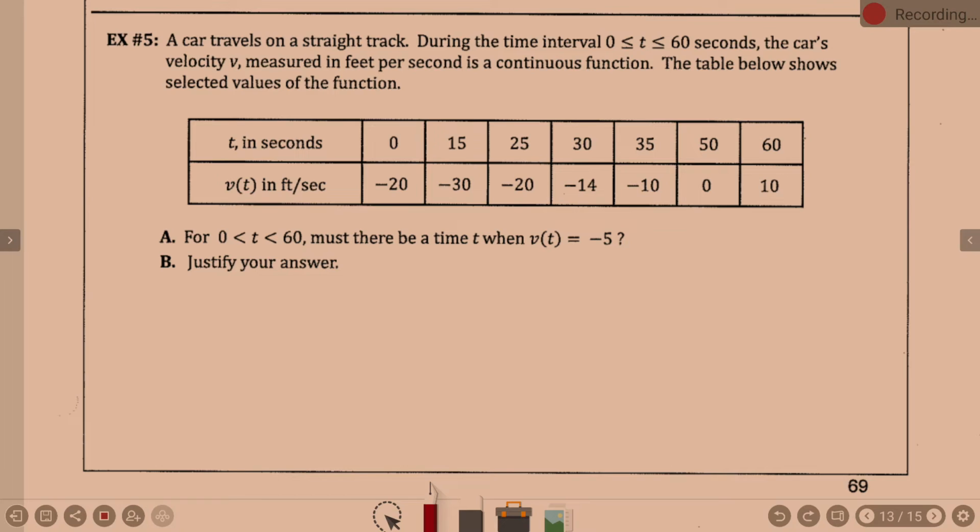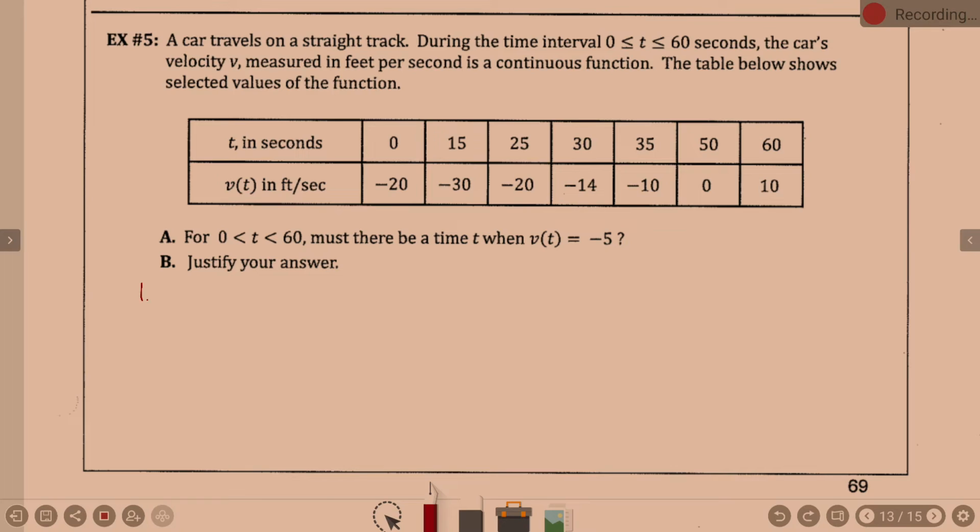Yes, because there are values above -5 and below -5, right? Now, in all honesty, I was looking right here. Yeah, I forgot. Okay, so let's do the justify.